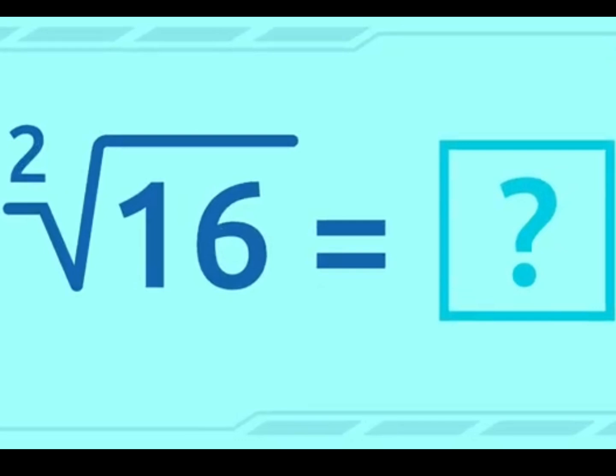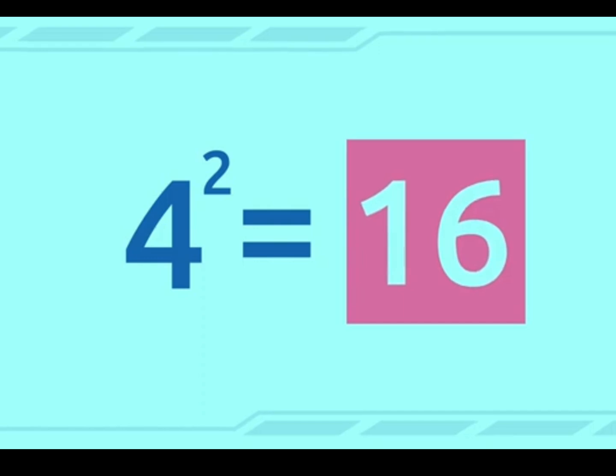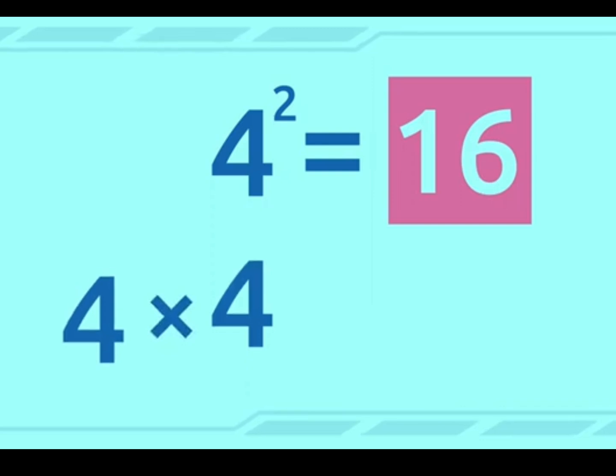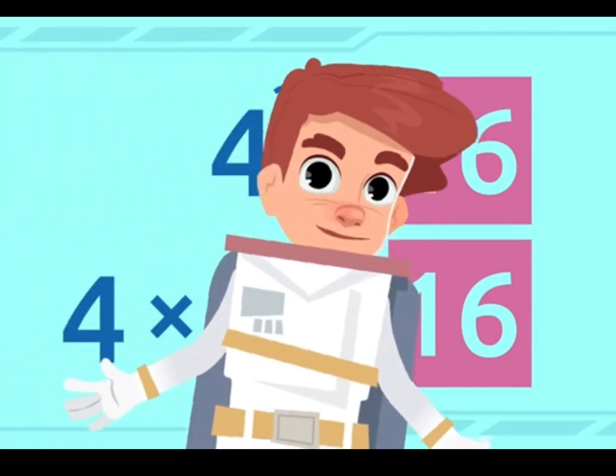In our example, the number we are looking for is 4. It's 4 because 4 squared is 16, the number we start with. Let's check: if we multiply 4 by itself, or 4 times 4, it equals 16. Great, this is perfectly in line with the definition.